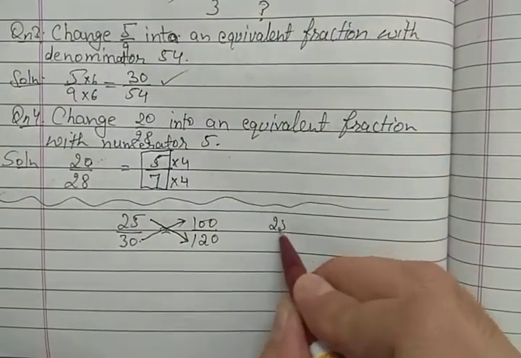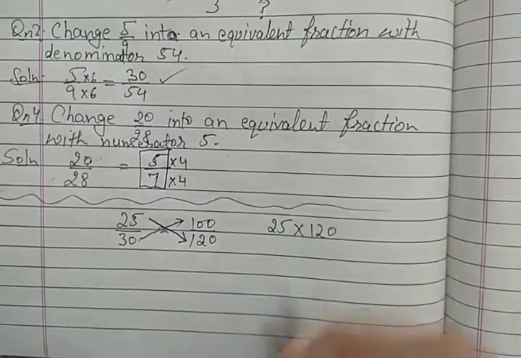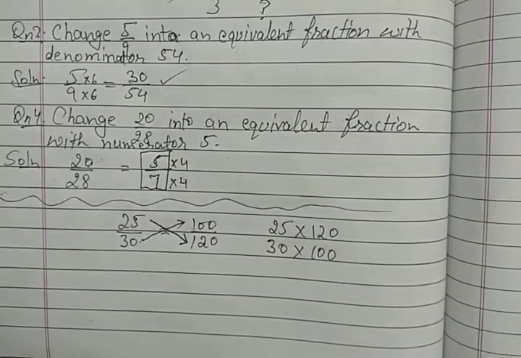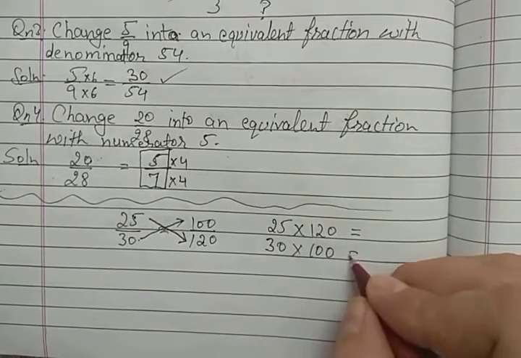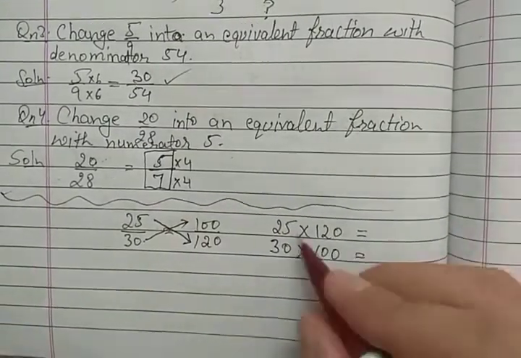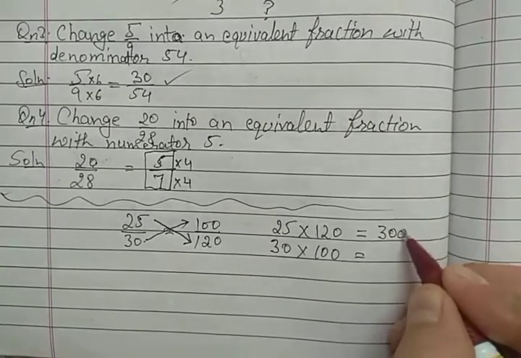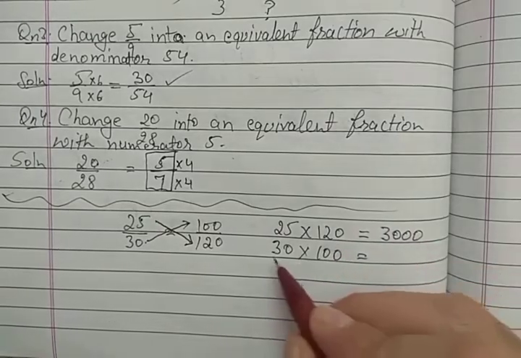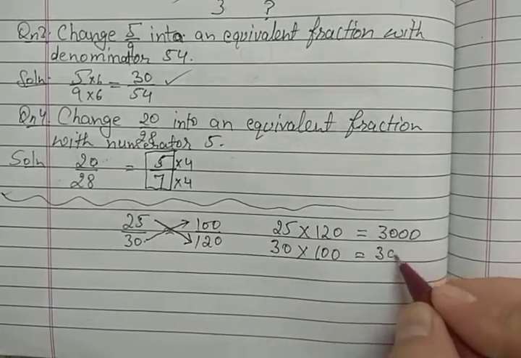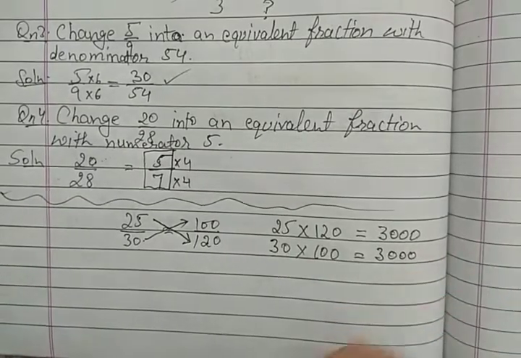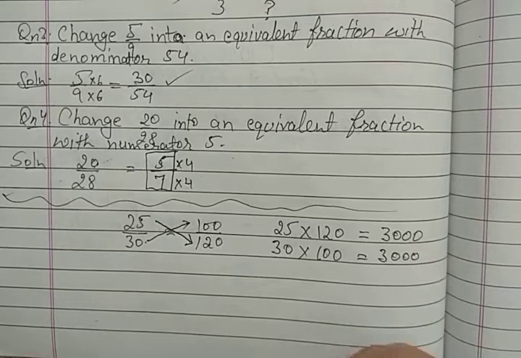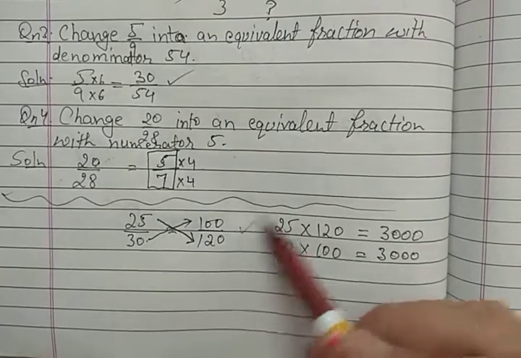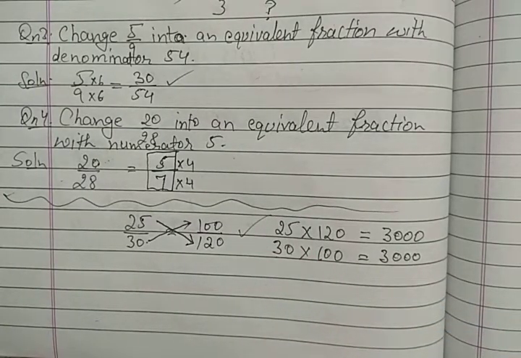So 25 multiplied by 120 and 30 multiplied by 100. So 25 12s are 300 and then 3000. You can also multiply this in rough. And 30 multiplied by 100 is 3000 again. 4 zeros, 2 zeros of this and 1 zero of this, so 3000. So here the product is the same, so both the fractions are equivalent, right? These fractions are equivalent. Let us take one more example.